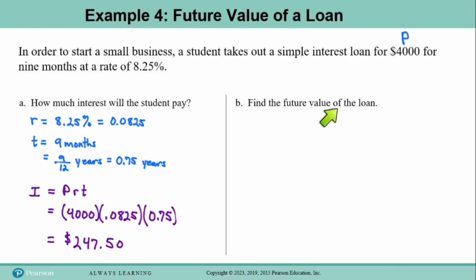Okay, now in part B, it says find the future value of the loan. Now we do have that formula for future value, and we know that we could go ahead and pull that out, but we've already calculated the interest.